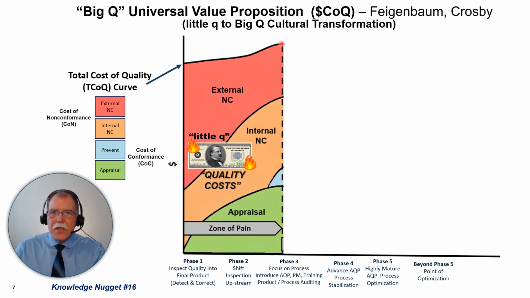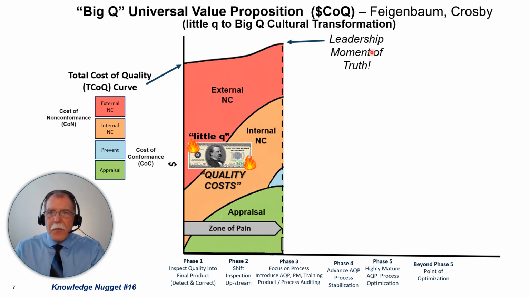This line represents the total cost of quality, and on any given point on this line, you can look down and you can see the cost of external nonconformances, the cost of internal nonconformances, and the cost of conformity, be it preventive or appraisal. Now, as I move through phase 1, 2, and into mid 3, I'm into what I call the zone of pain. This is where little q quality costs the organization. And you can see why I call it the zone of pain, because in reality, the total cost of quality goes up in the organization.